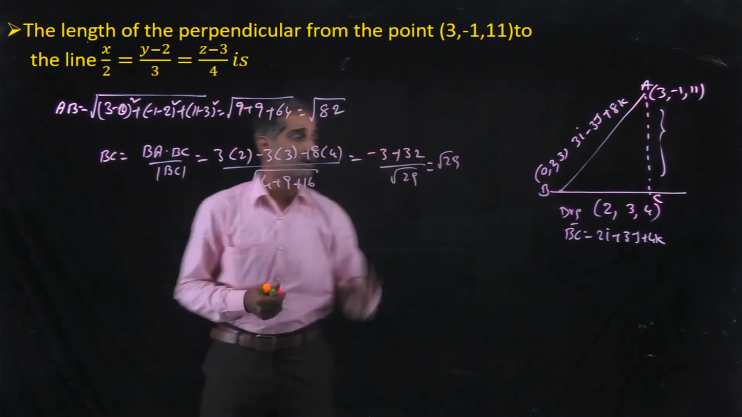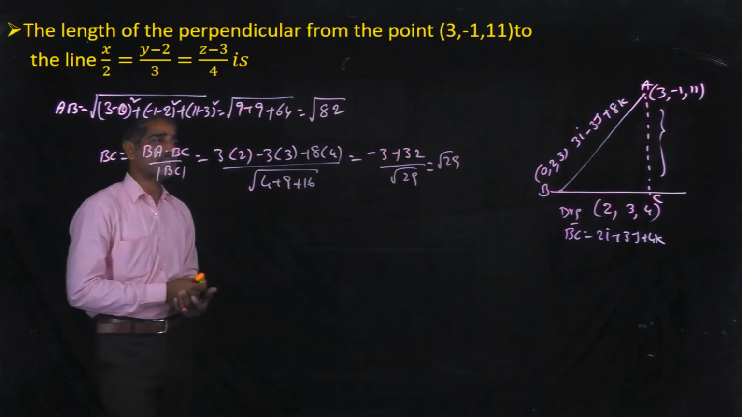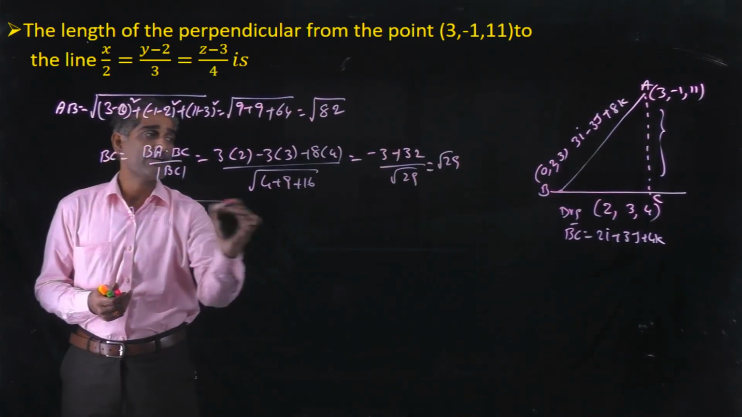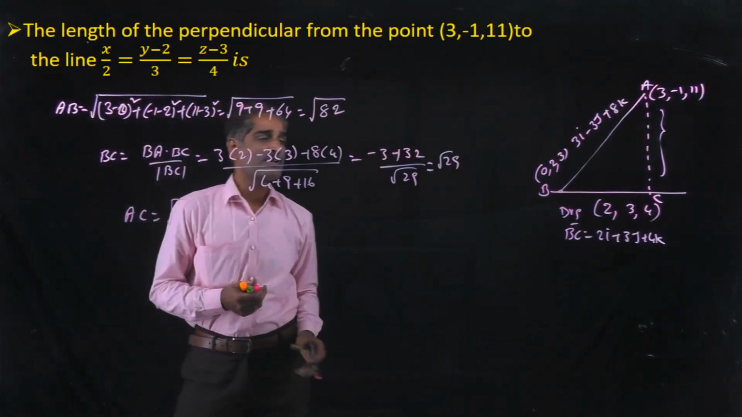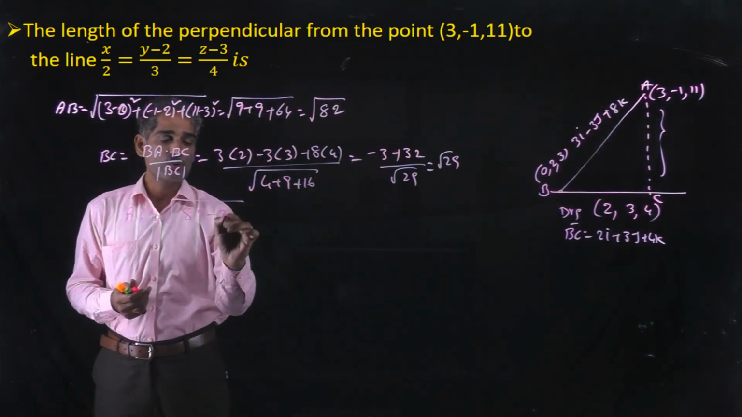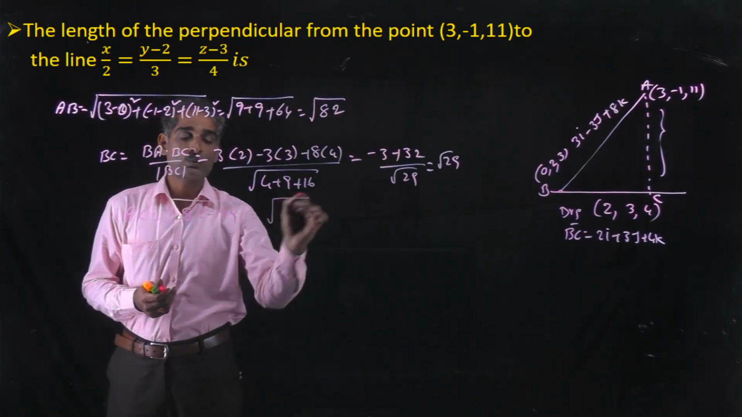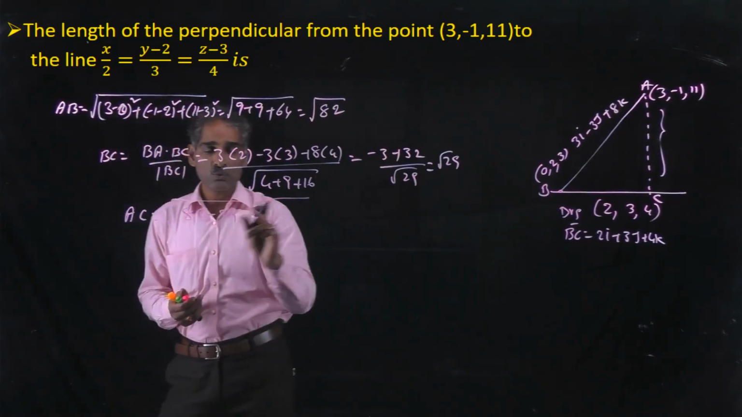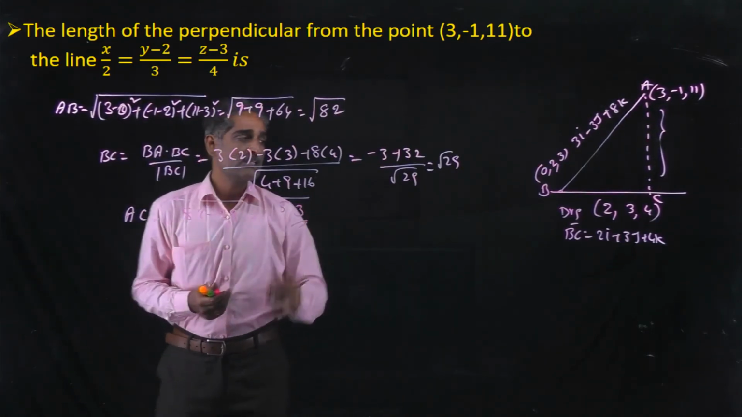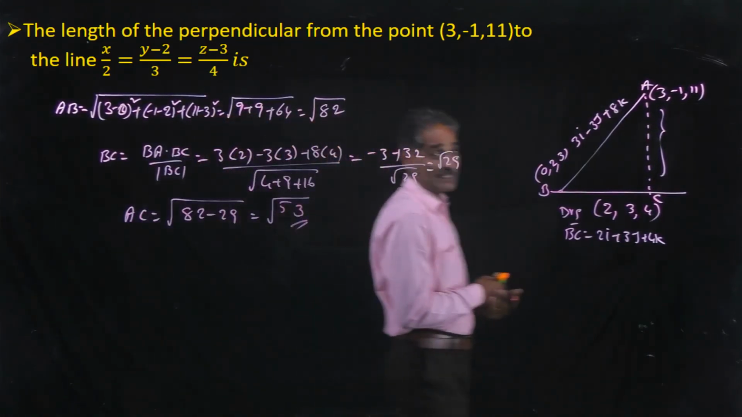This is the length of BC, and we know the length of AB. So the required length is AC, that is equal to square root of AB square minus BC square. AB square is 82 minus 29. This is equal to root of 53. This is the required length AC.